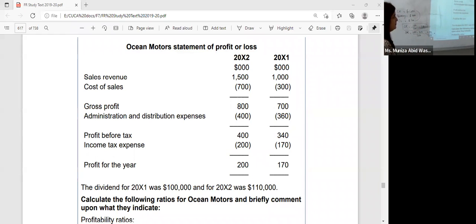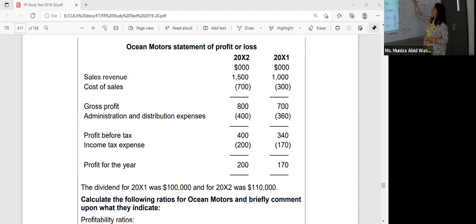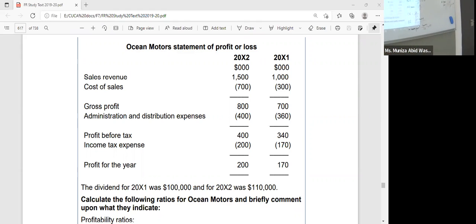Then operating profit margin, operating profit divided by sales revenue. Operating profit is profit before interest and tax. Since interest is not being given, profit before tax can be taken. That is 400 divided by sales revenue 1500 multiplied by 100. For 2001, it will be 340 divided by sales revenue 1000 multiplied by 100. So you are going to calculate operating profit. Similarly, all the other ratios are going to be calculated during your comment. Calculate ratios one by one and tell me your answers as well.